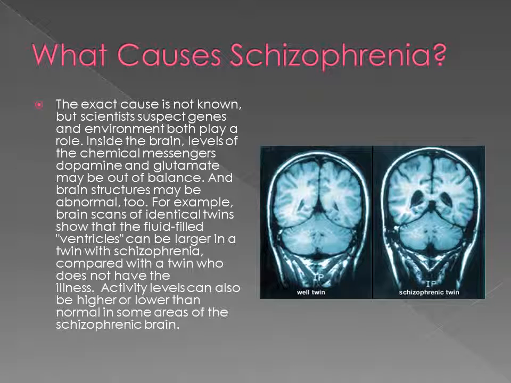What causes schizophrenia? The exact cause is not known, but scientists suspect genes and environment to play roles. Inside the brain, levels of the chemical messengers, dopamine and glutamate, may be out of balance. For example, brain scans of identical twins show that the fluid-filled ventricles can be large in the twin with schizophrenia compared with the twin who does not have the illness. Activity levels can also be higher or lower than normal in some areas of the schizophrenic brain.